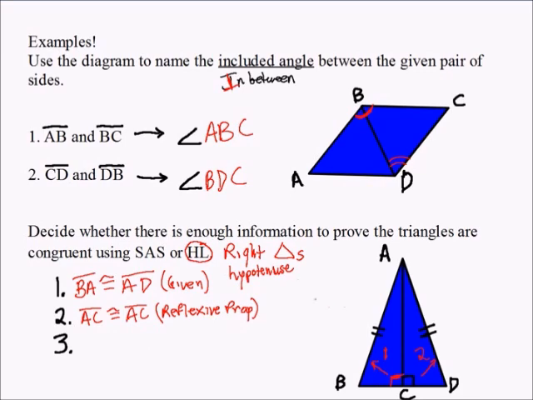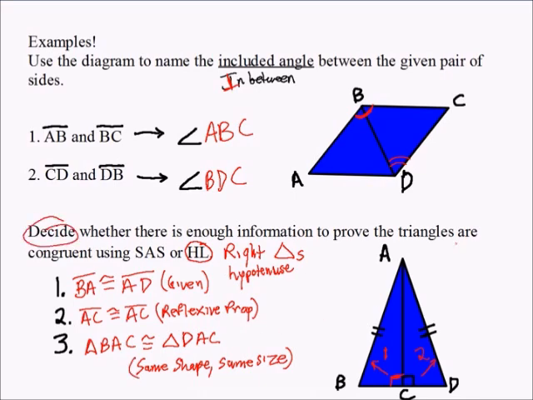So if we know the hypotenuse and one of the legs, then we can say triangle BAC, we have to match the angles up, BAC has to be congruent to triangle DAC. So that means same shape, same size. All right. So decide whether there's enough information. Yes, there is.